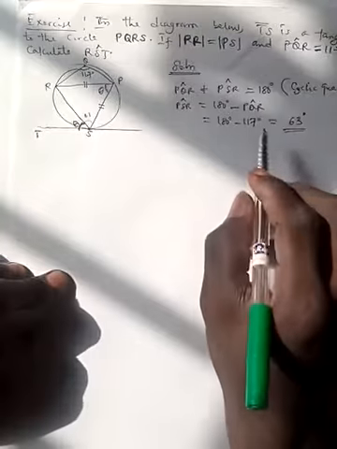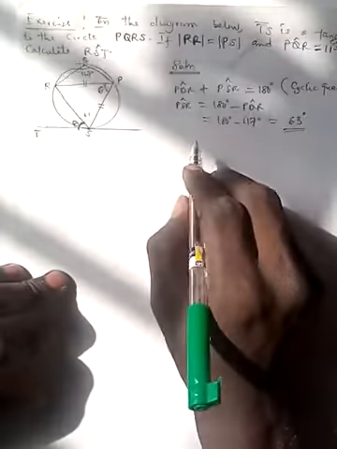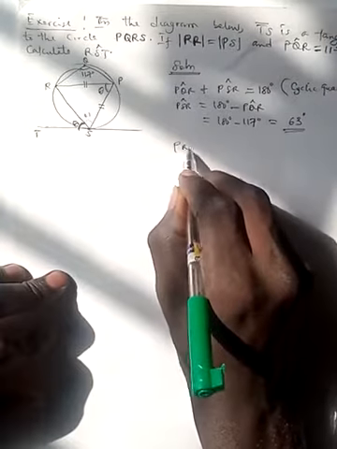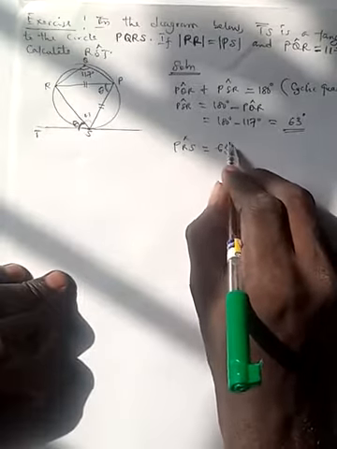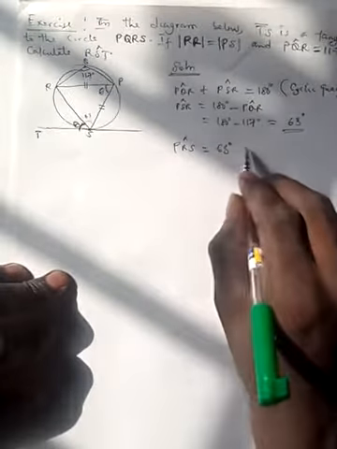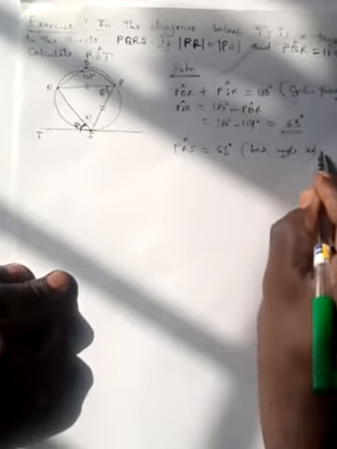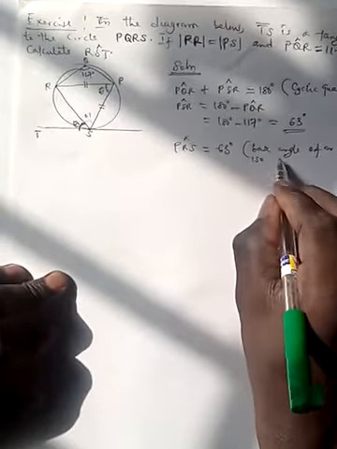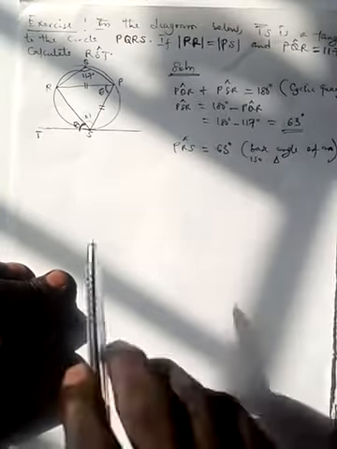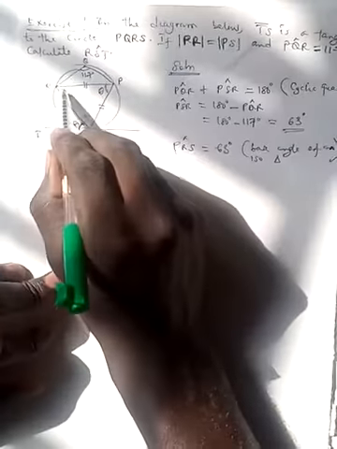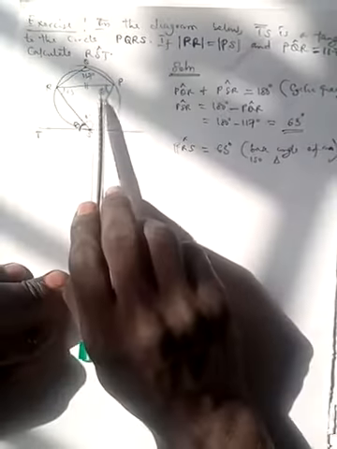Okay, so meaning that PRS must be equal to 63 degrees. What's the reason? Base angles of an isosceles triangle. So we know this to be 63, here to be 63. So obviously we can find theta.